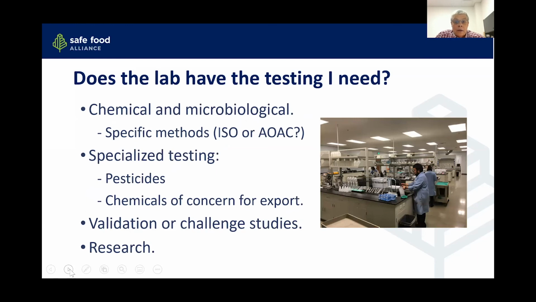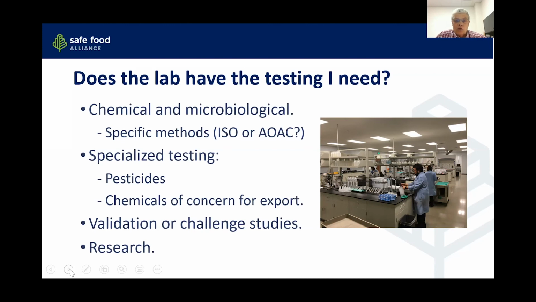Typically this is chemical and/or microbiological testing. Are there specific methods that are dictated by the buyer? Are they accepting AOAC methods, or do they have a specific ISO method? I know I've seen testing methods from some markets like Japan that are unique to that country. So you may need to really find out from the laboratory if they're set up to do the specific test you need. Also, the specialized testing you might need for certain export markets.